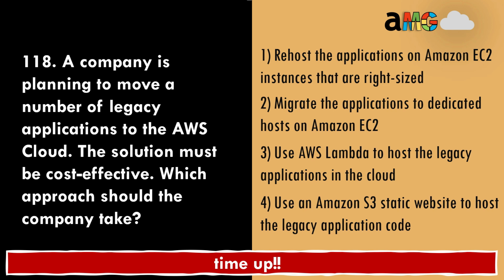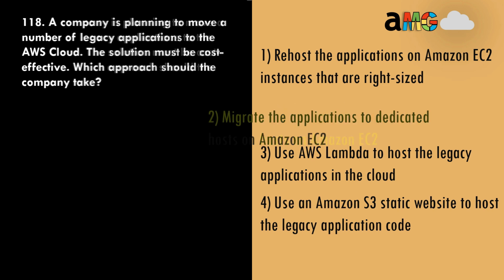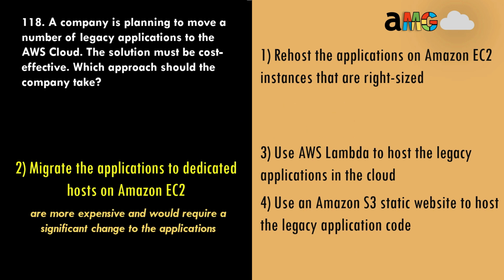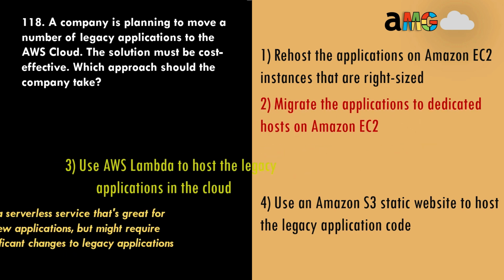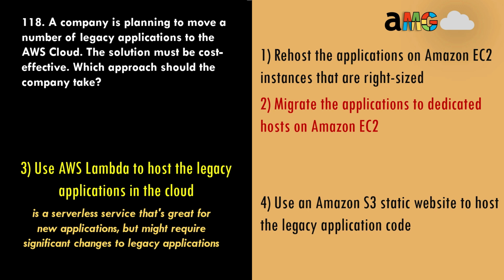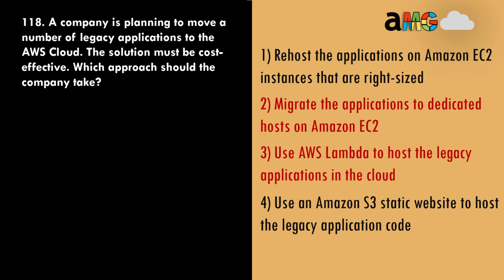Okay, time up. Now, option 2, migrate the applications to dedicated hosts on Amazon EC2, is more expensive and would require a significant change to the application. So this is not what we want. Wrong answer. Option 3, use AWS Lambda to host the legacy applications in the cloud. It is a serverless service that's great for new applications but might require significant changes to legacy applications. Okay, so this is also the wrong answer.